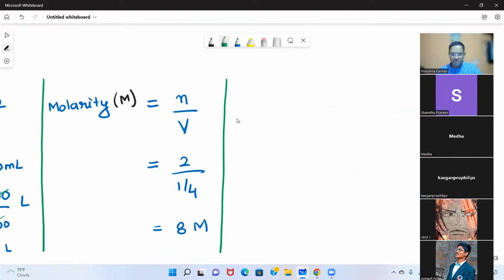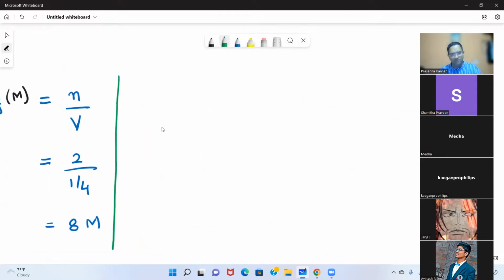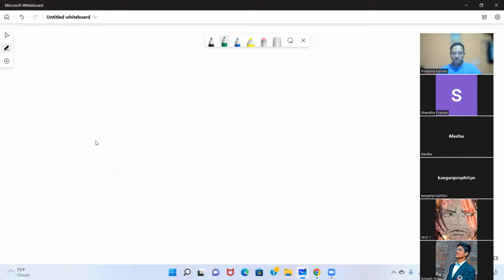Okay. So right now we will just do one more concept, which is molality, which is also very important. In fact, in second year, you will be learning about a chapter called solutions, where molarity and all that is very important.